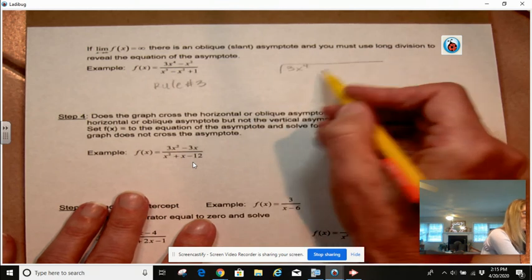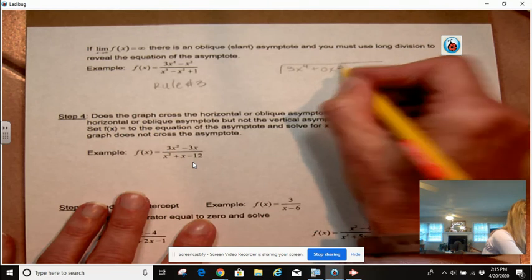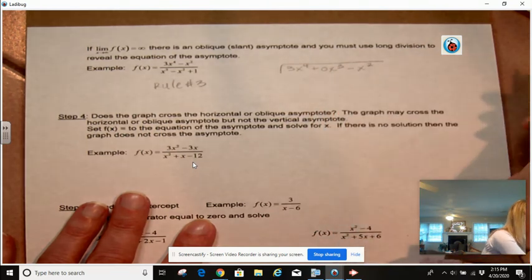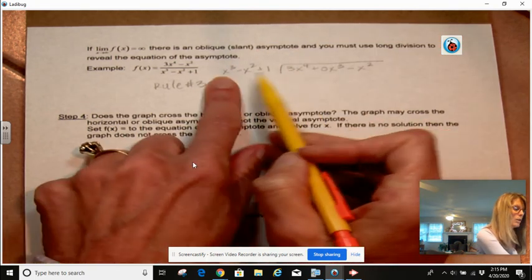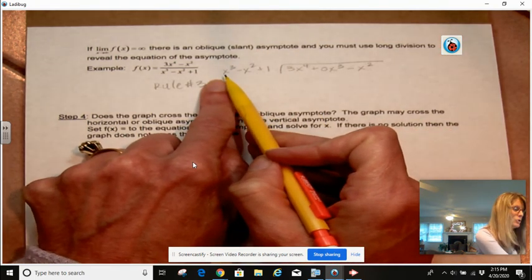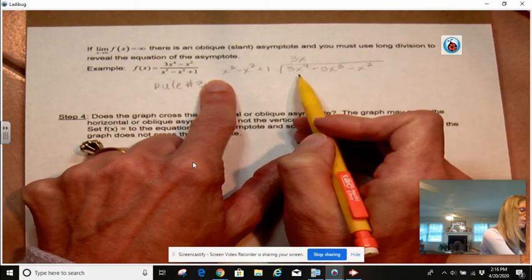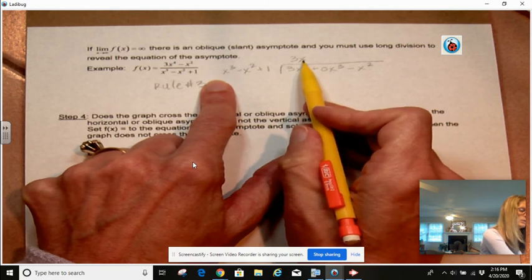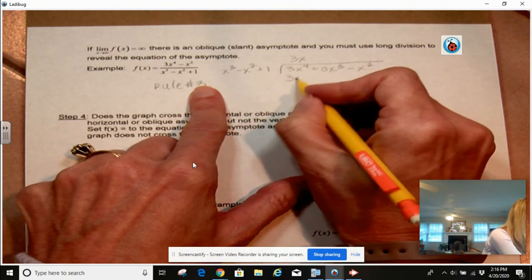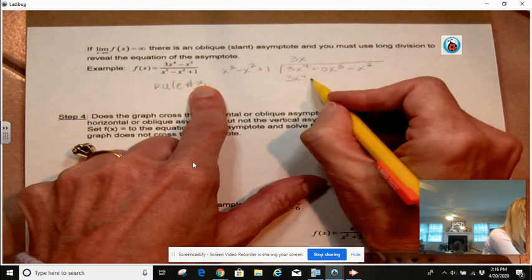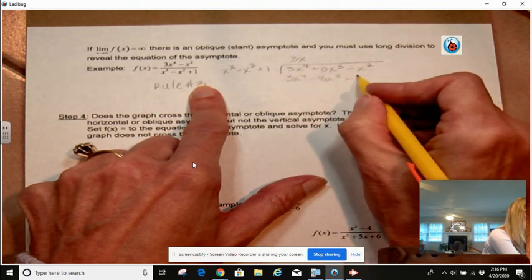3x to the 4th. We have a hole here. It goes x to the 4th, x squared, so we want to do plus 0x cubed minus x squared. And we're going to divide by x cubed minus x squared plus 1. Okay, so we would multiply x cubed times 3x to get 3x to the 4th. We're going to distribute this 3x to all 3 of these terms. So 3x times x cubed is 3x to the 4th. 3x times negative x squared is negative 3x cubed. And 3x times 1 is positive 3x.